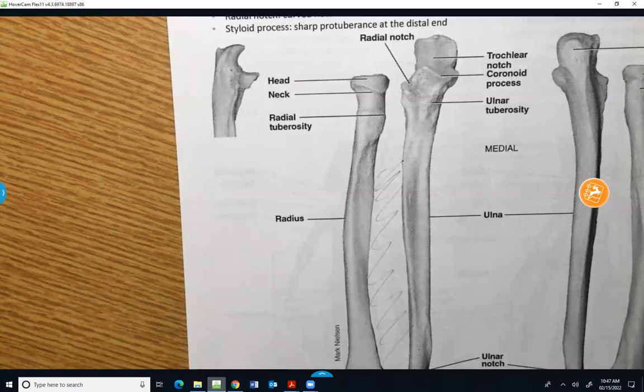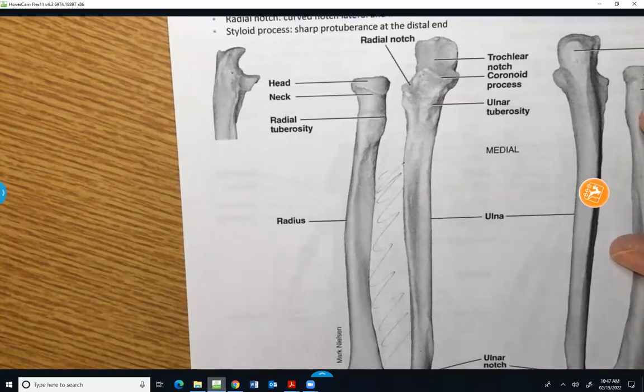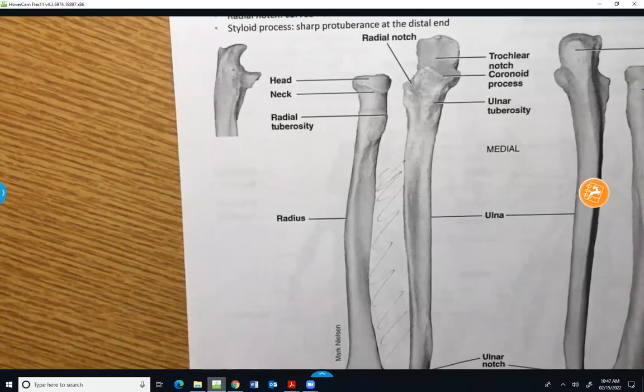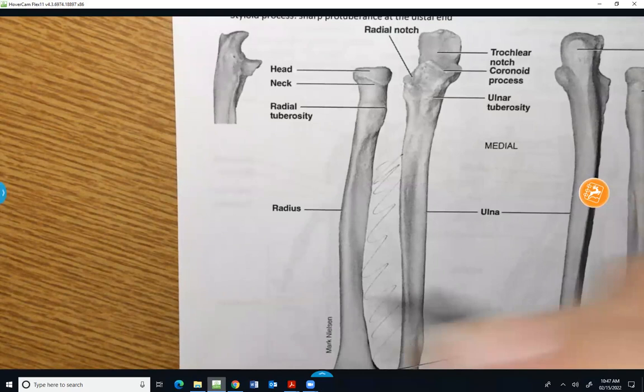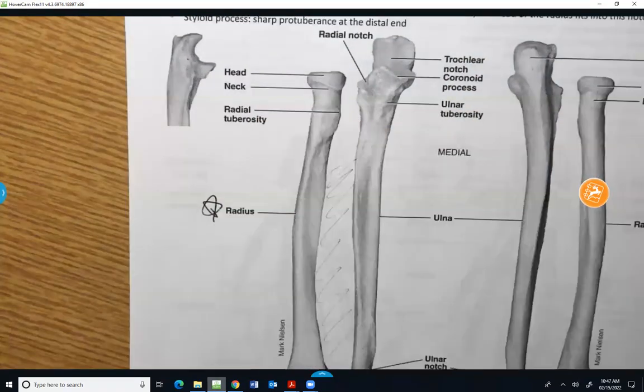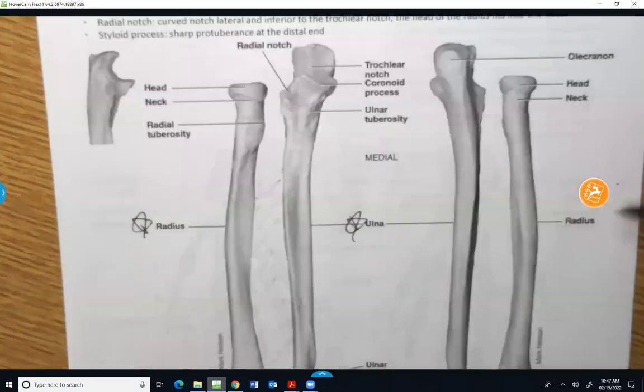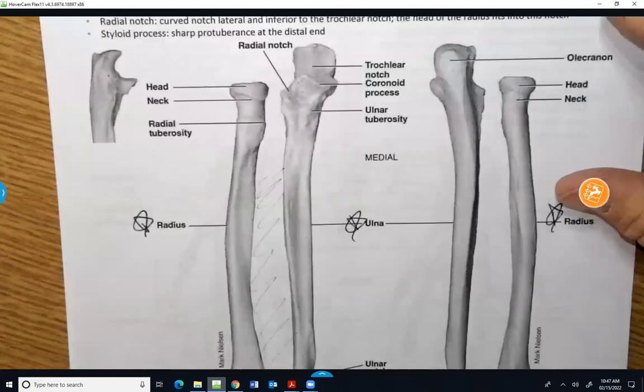Medial, because remember, in anatomical position your palms are facing forward, which means your pinky is on the medial side. Okay, radius therefore is lateral. Radius is thumb, ulna is pinky. Now on the exam, you might just have to identify the two bones individually, so go ahead and highlight those.